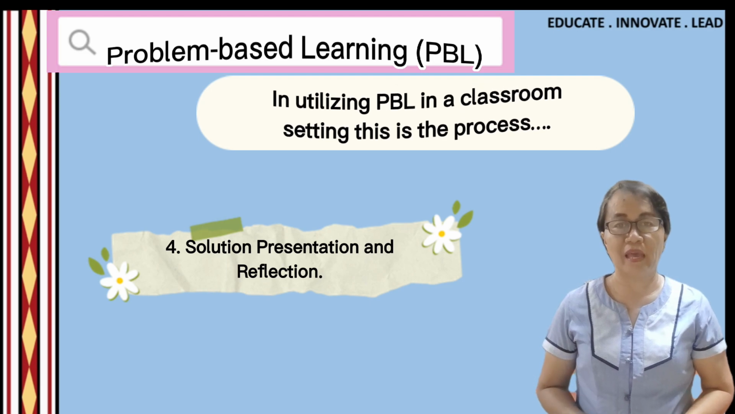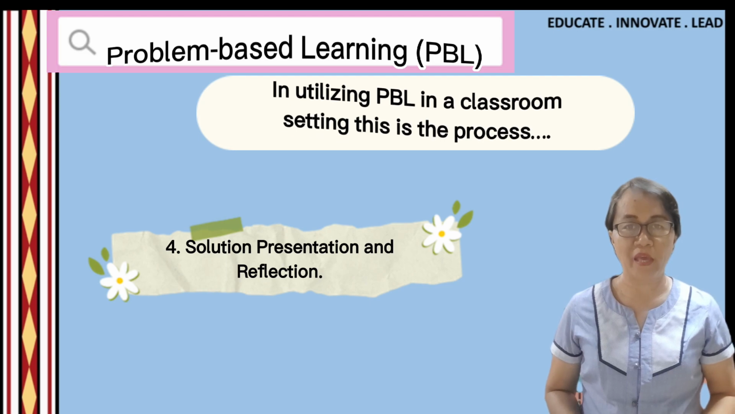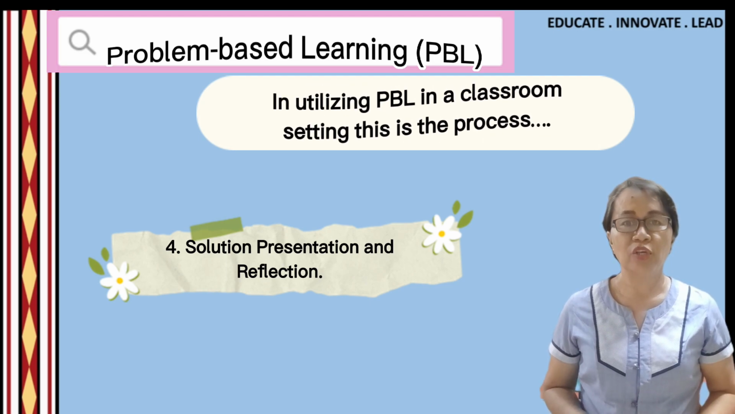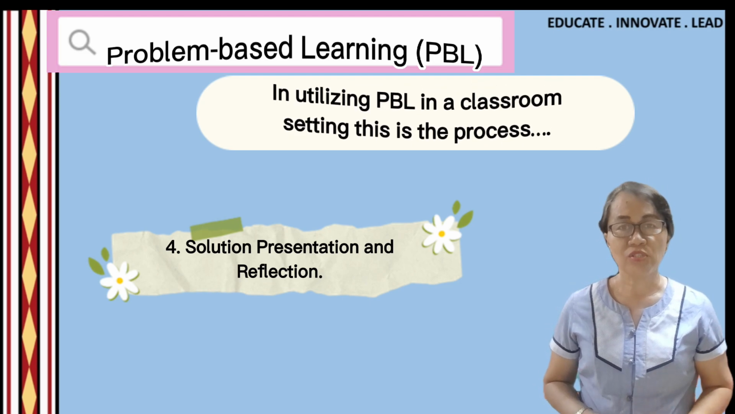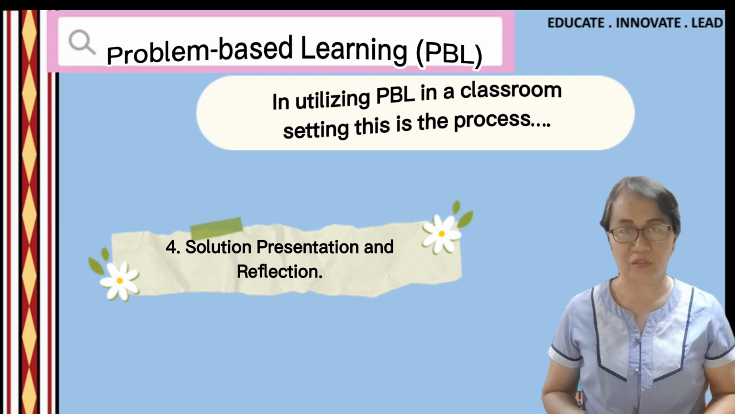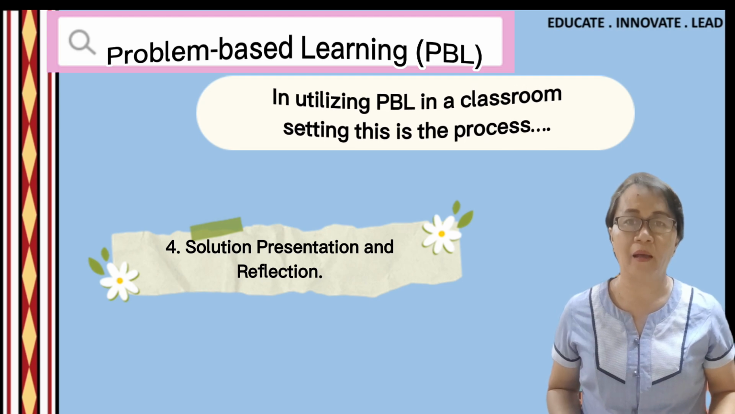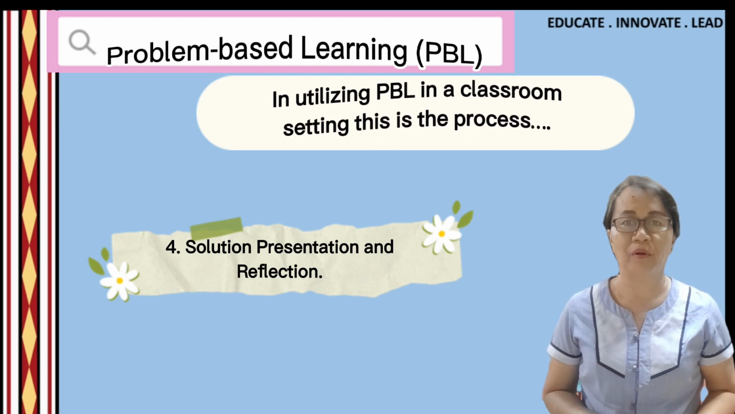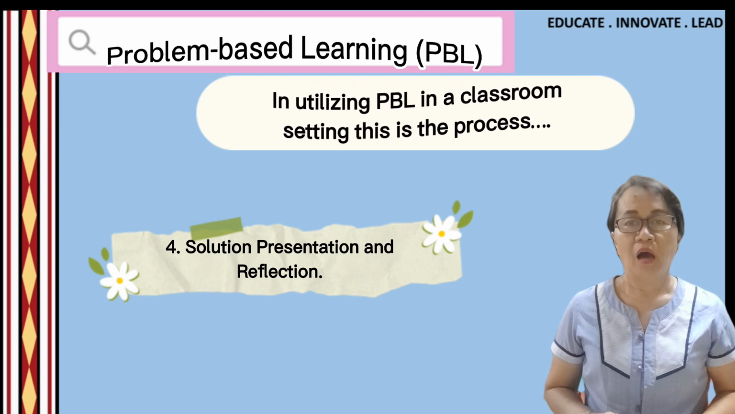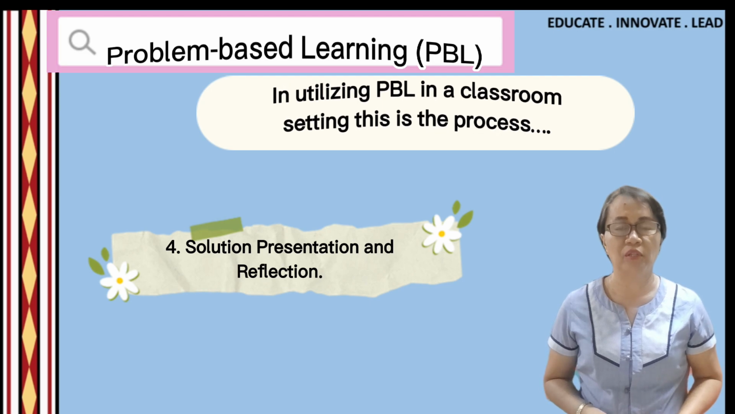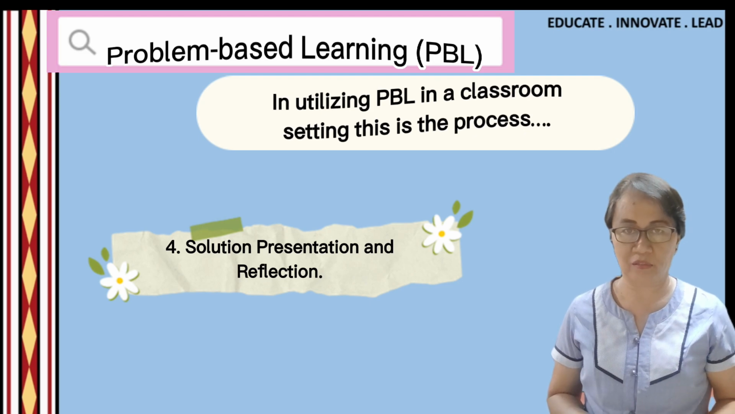Fourth, solution, presentation, and reflection. As you narrow down your options based on the criteria set, you will eventually shortlist one option which is closest to meeting all your criteria. Remember, it does not have to meet all your criteria, but it has to be the best available option you have that is closest to your objectives. As you present your solution, you will then reflect on your choice and whether it has fulfilled your task.